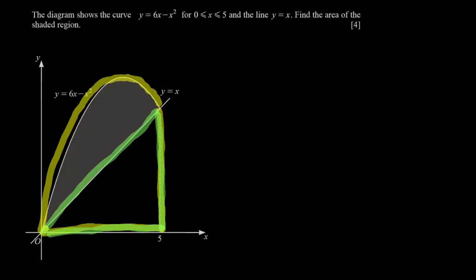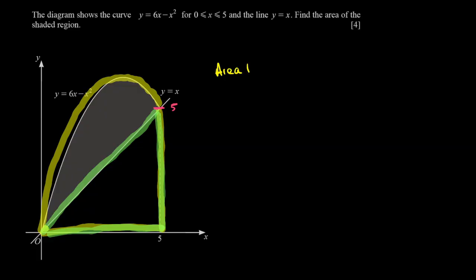Now, in order to do that, we're going to need to know this coordinate here, and actually that's quite straightforward, because if the x-coordinate is 5 and y is equal to x, then the y-coordinate there is going to be 5 as well. Okay, so that should be fairly straightforward. Okay, then, so what we need to do now is find the area of each region. So we're going to find the area under the curve first.